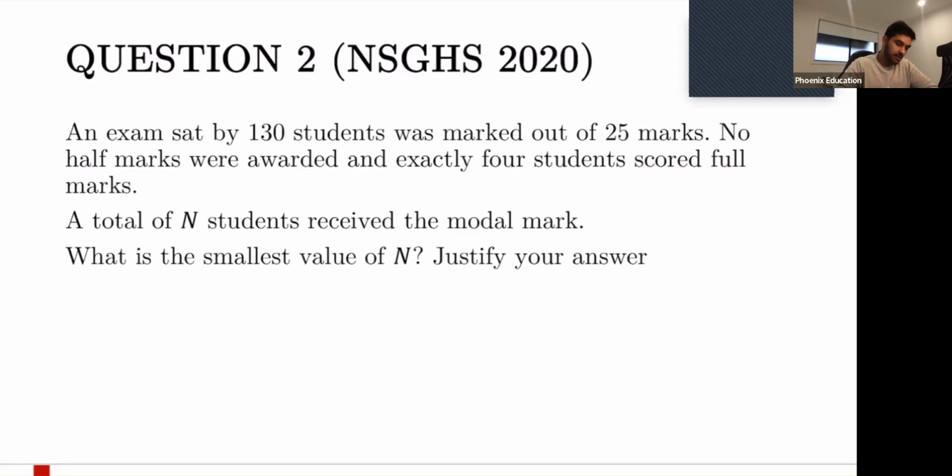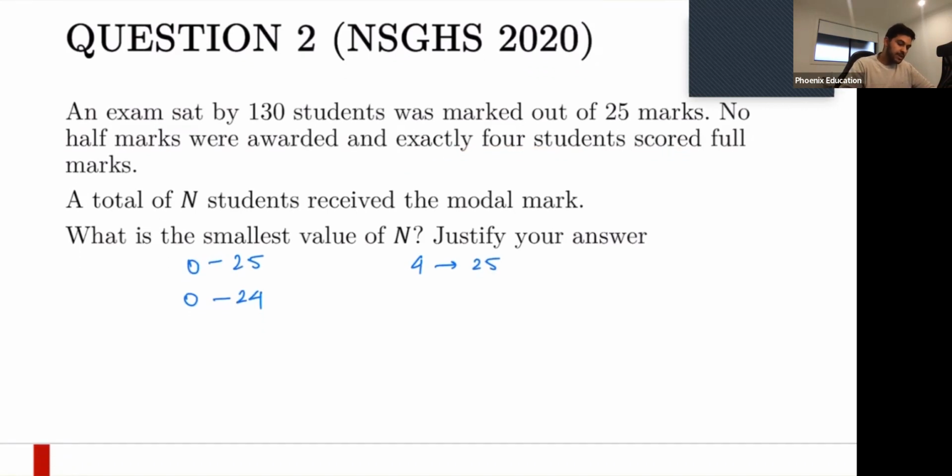Okay, so with this question, you can score from 0 to 25. So that's 26 containers. But they've told you that 4 of the students have already scored full marks. So we already know that 4 have scored 25. So what we'll now do is we'll just look at a mark range of 0 to 24. Originally we have 130 students, but 4 of them have already scored full marks. So that leaves us with 126 students.